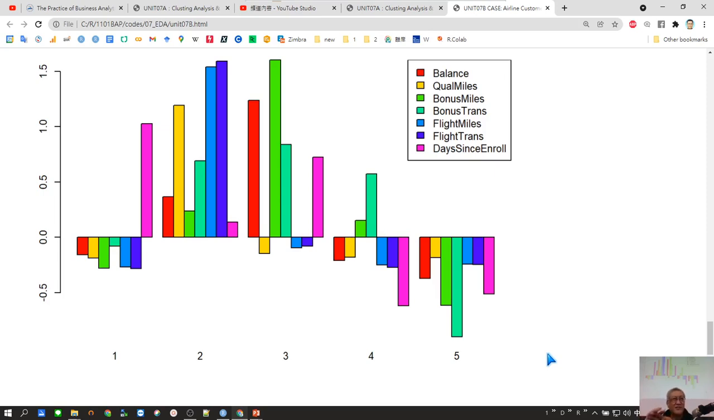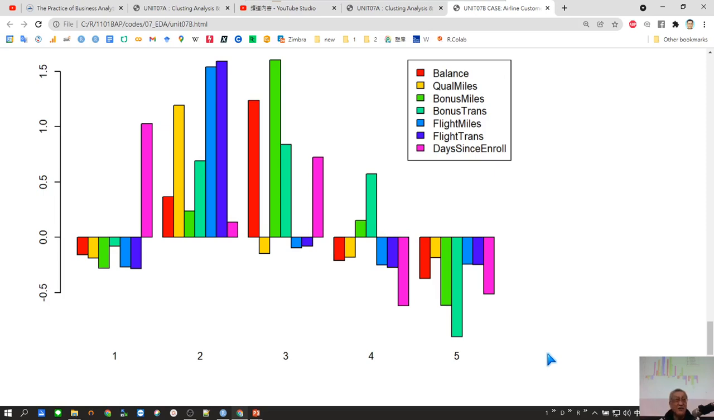Let me say it two times. The quality of clustering depends on how distinctive and how meaningful the group characteristics are for you. I say it three times because it's very important. The quality of clustering depends on how distinctive, how impactful, and how meaningful the group characteristics are from each other. You get my point?